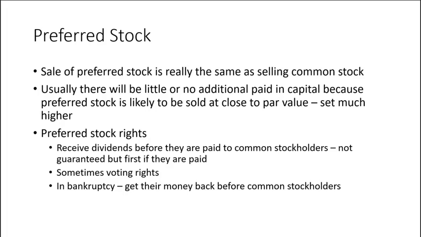There's usually a percentage of the par value or a set dollar amount that has been promised. Not guaranteed, but promised. And therefore, that has to be satisfied before you can give any money to the common stockholders. That's their preference. Sometimes they get voting rights, but usually not. And in bankruptcy, when the company falls apart, preferred stockholders get their money back before common stockholders. They have to get all their money back before the common stockholders get any money back.